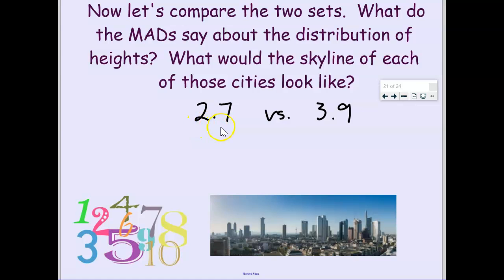So this means on average, each building was 2.7 away from the mean. So like, you know, 2.7 up or 2.7 down, okay? And this one is 3.9 away, so same deal, like 3.9 up or 3.9 down from the average. So which one would be more spread out?